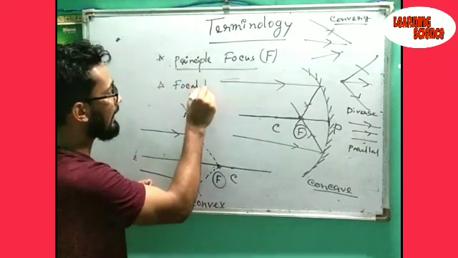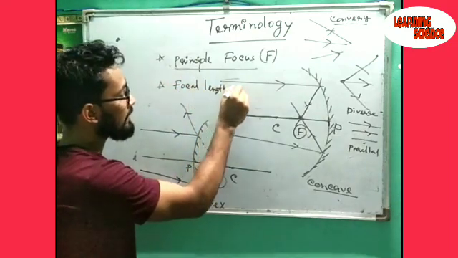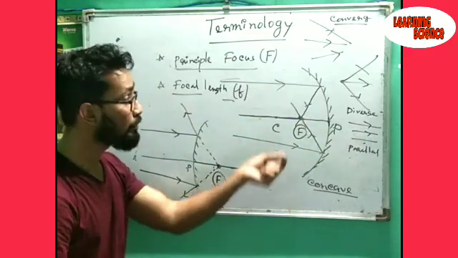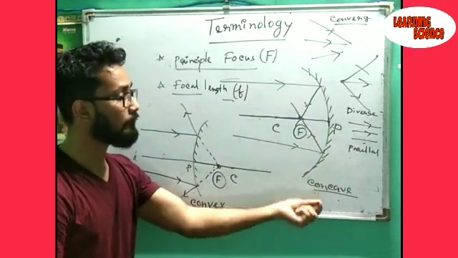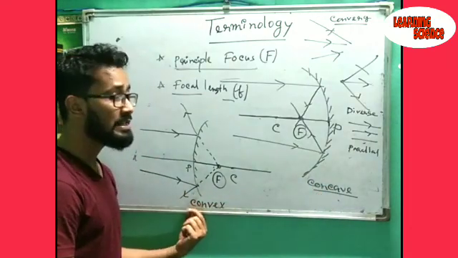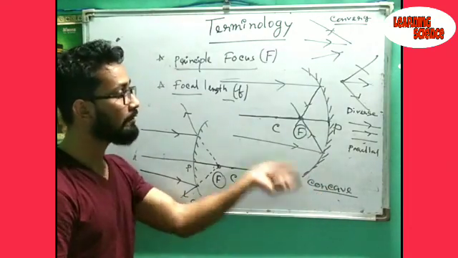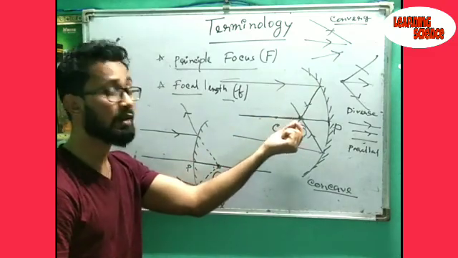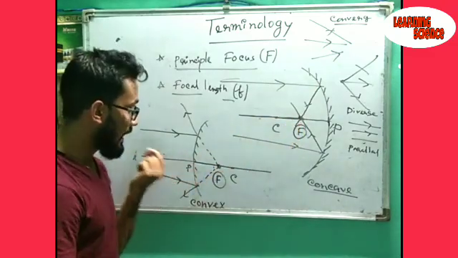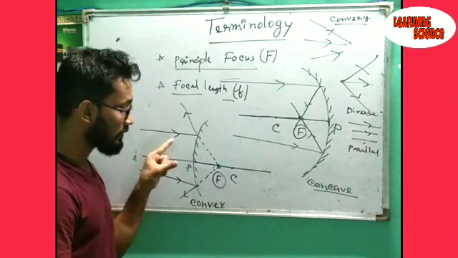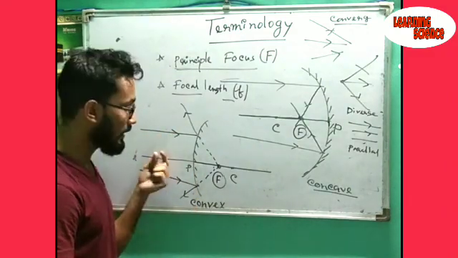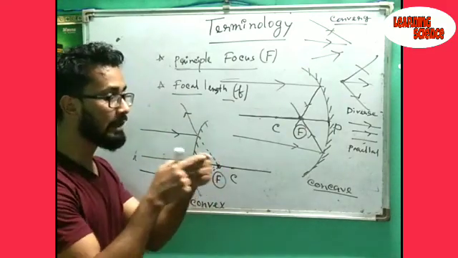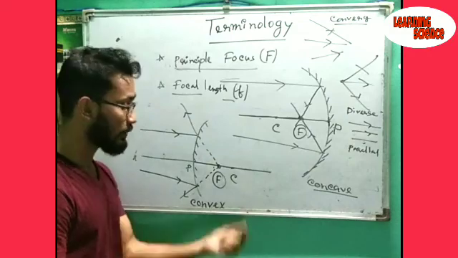Focal length is denoted by small f. Hope this is clear. Principal focus, this question is very, very important: define principal focus for a concave mirror and for a convex mirror. For a concave mirror, if a parallel beam of light falls on the mirror, after reflection the rays meet at a point, and this point is called the principal focus. When a parallel beam of light falls on a convex mirror, the rays diverge away, but they seem to meet at a point behind the mirror. That point is the principal focus for the convex mirror.